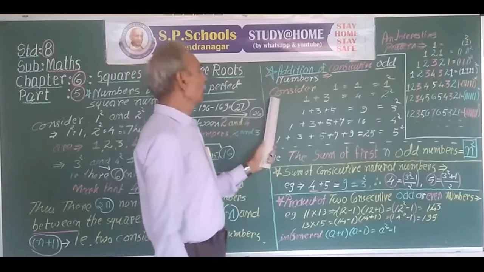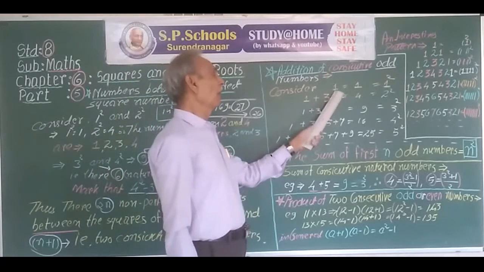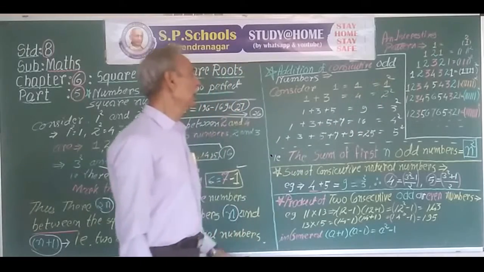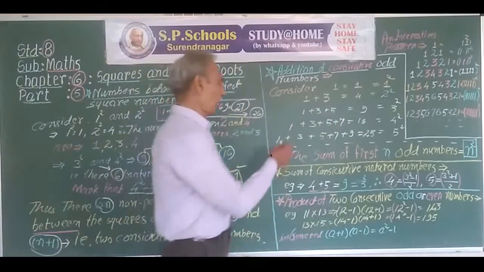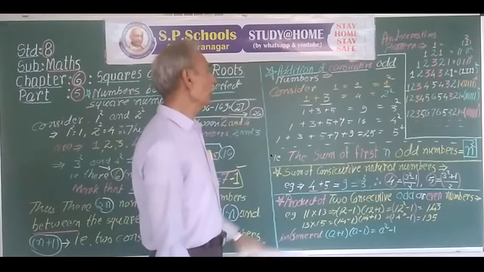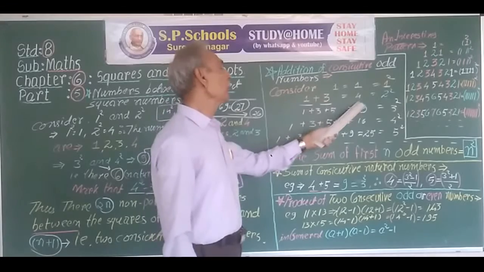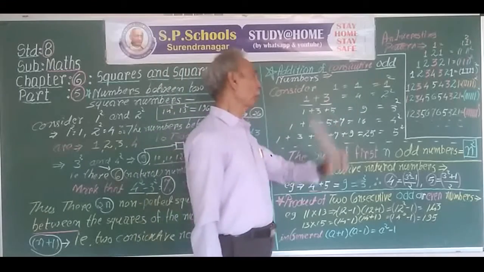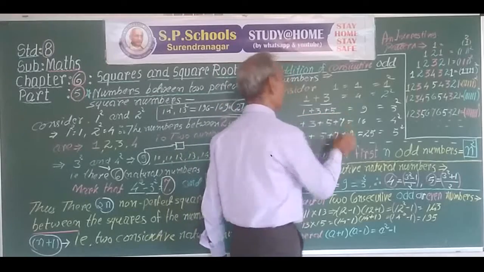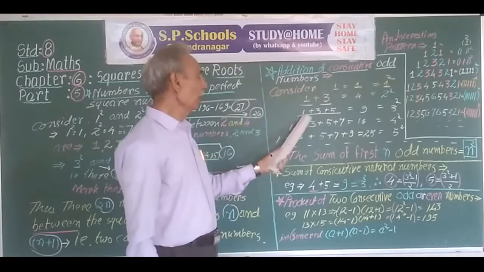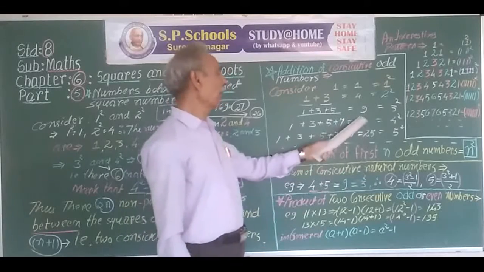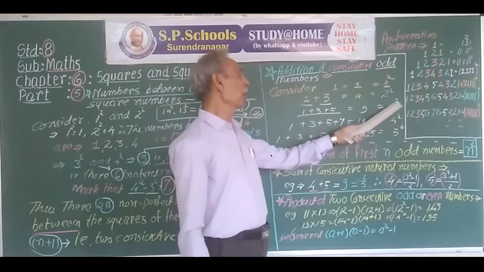Now consider 1. 1 is the square of itself. 1 plus the next consecutive odd number, that is 3, gives you 4, which is the square of 2. 1 plus 3 plus 5 equals 9, which is nothing but the square of 3.